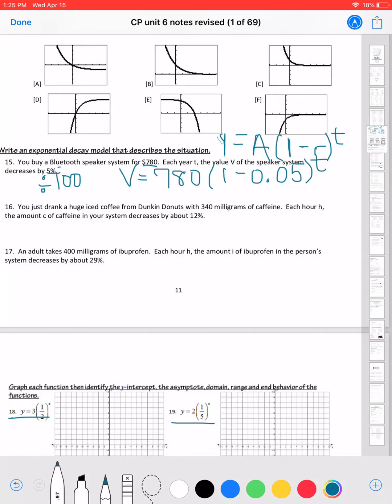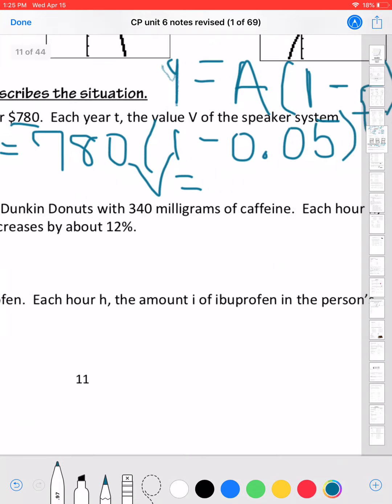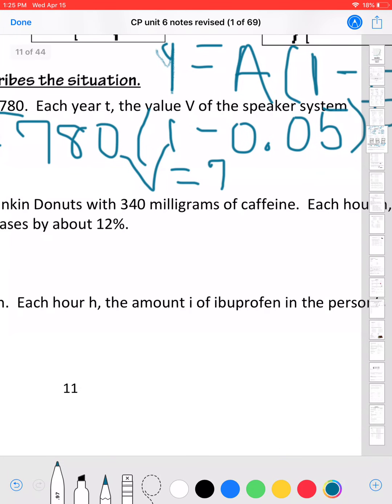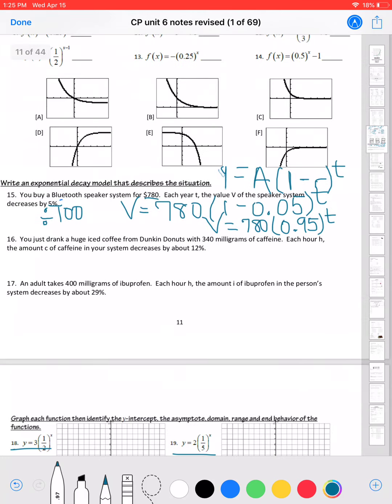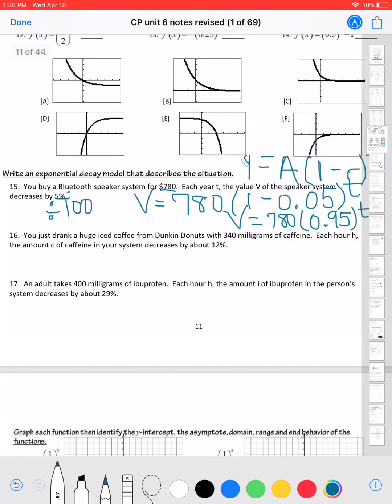That's okay, but to get the model to actually be typically accurate, what we do is you put V is equal to, and let me zoom in so I can actually write better, 780, and we're actually going to subtract, so this would be 0.95 to the t power, and that's it. I'm going to do the next one the same way, but I'm going to do the subtracting part mentally.